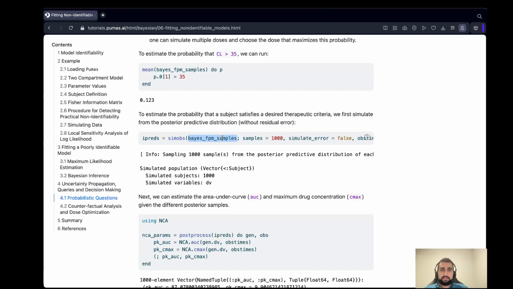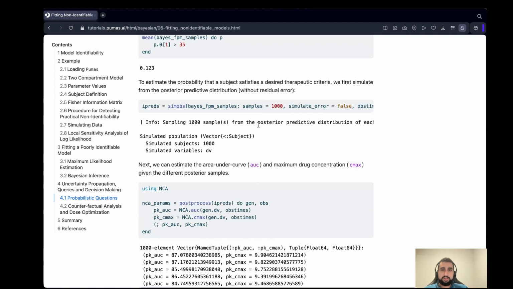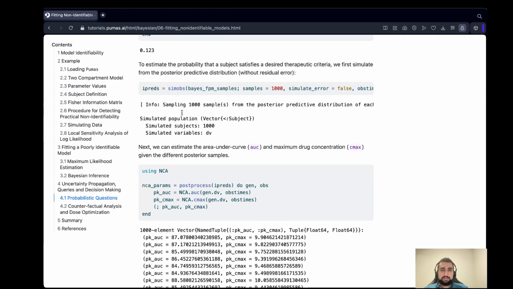So we do that with simobs again here, but in this case I want the predictions. I don't want the simulated observations at the end, so I don't want the noise at the end. So I just switch off simulate error here. And I get basically what people sometimes call the iPreds. But in this case, we have multiple of them, even though we have one subject. So we have a whole distribution of iPreds in some ways for this subject here. And it's only a single subject, so all of them are going to be corresponding to that one subject.